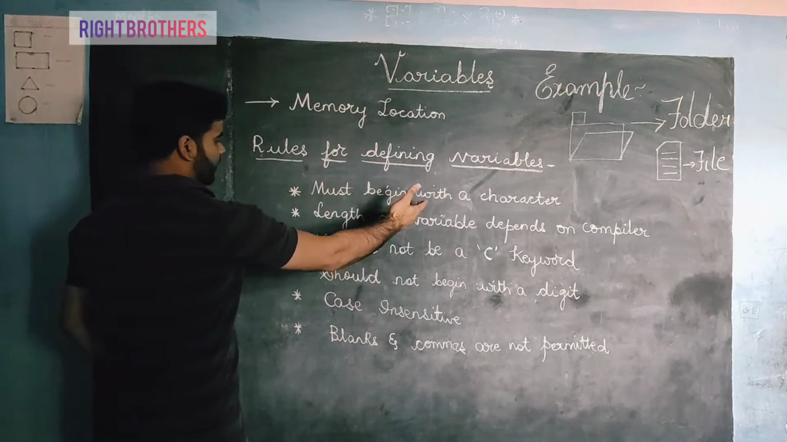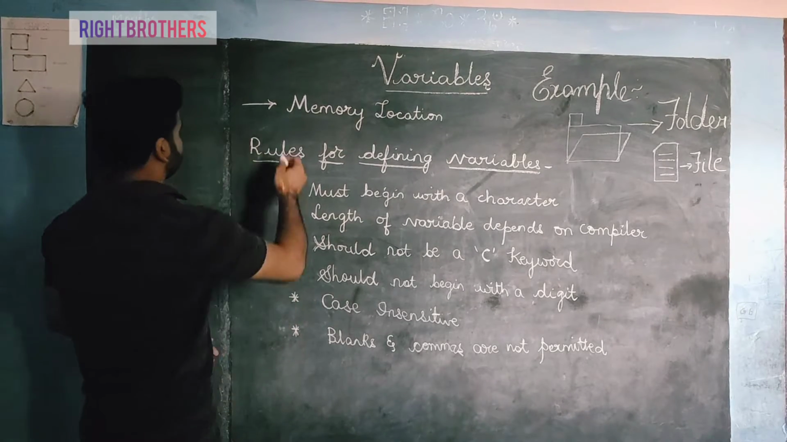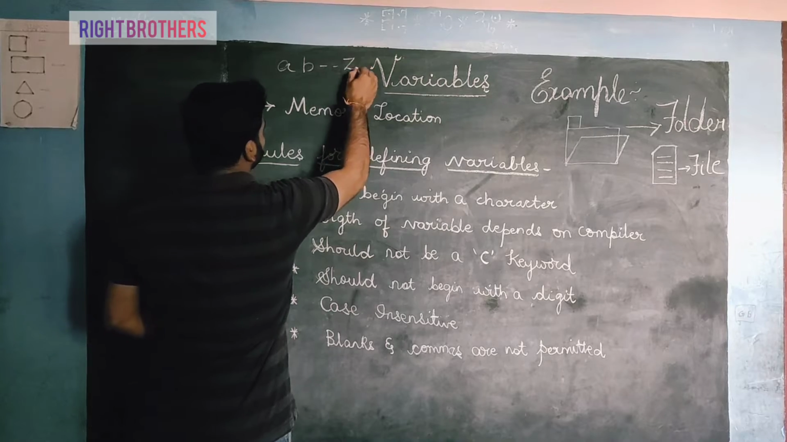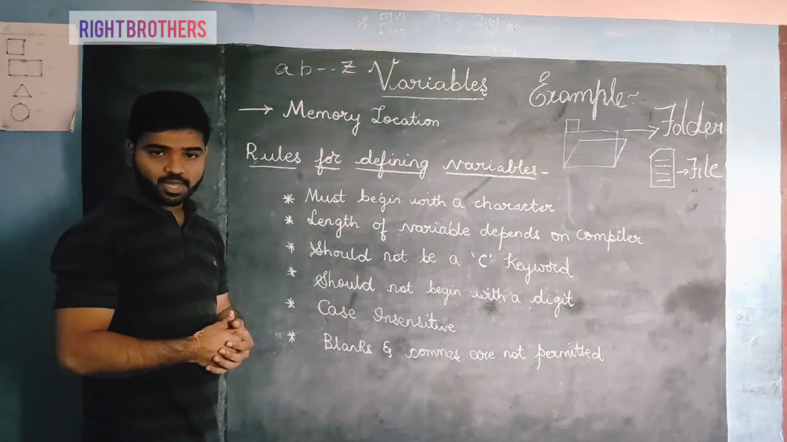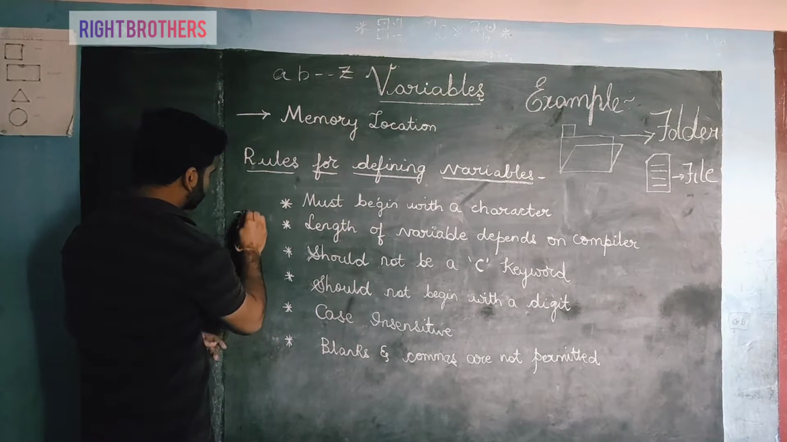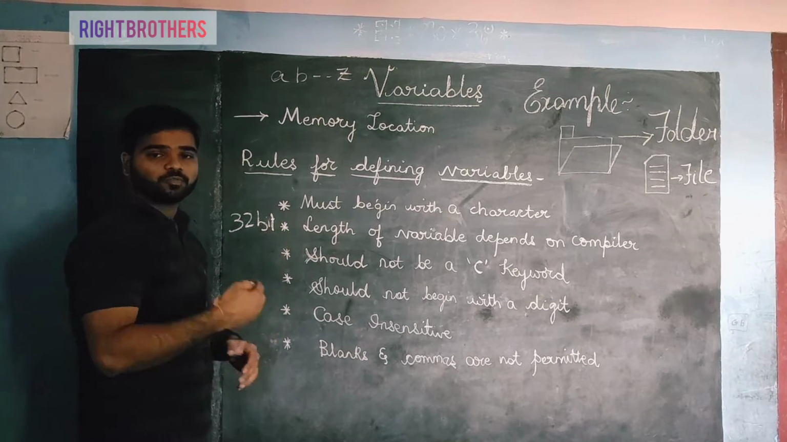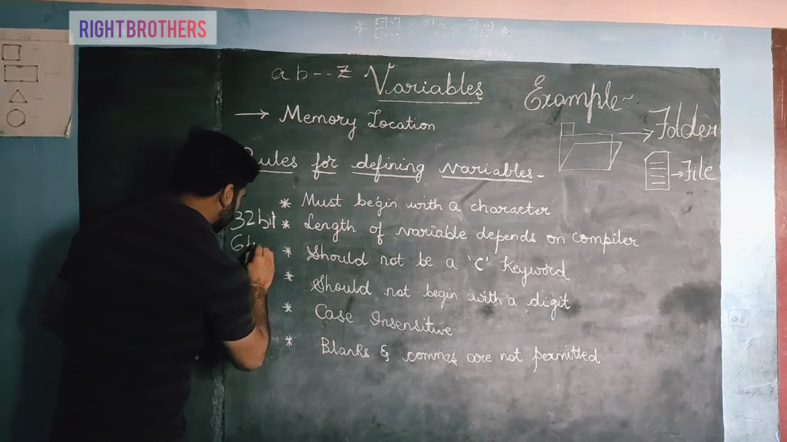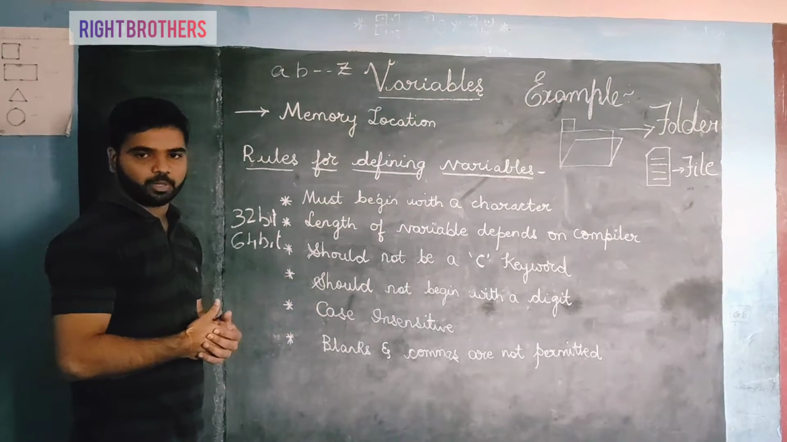Firstly, the variable must begin with a character. So, the character could be A, B, and so on up to Z. Next, length of the variable depends on the compiler. For example, if you use a 32-bit system, the length of the variable will be less. Or if you use a 64-bit system, it will hold more length of the variable.